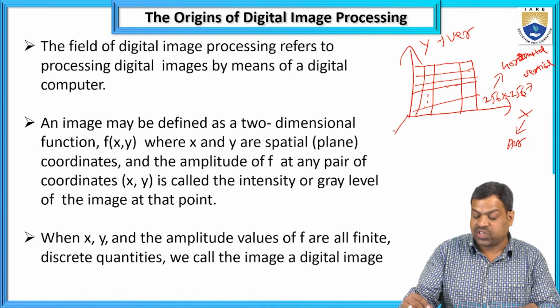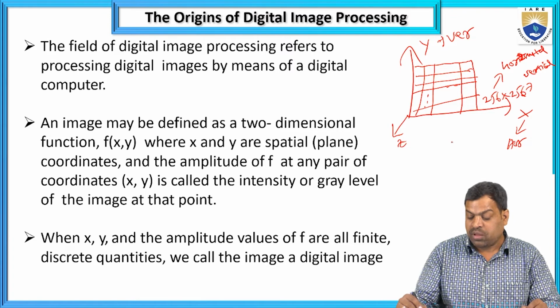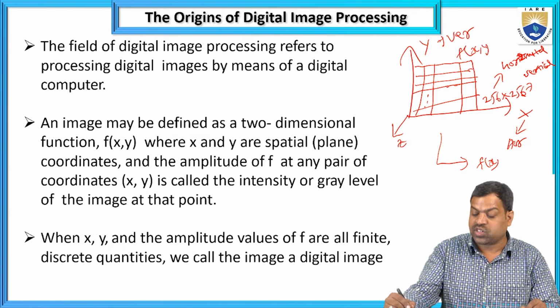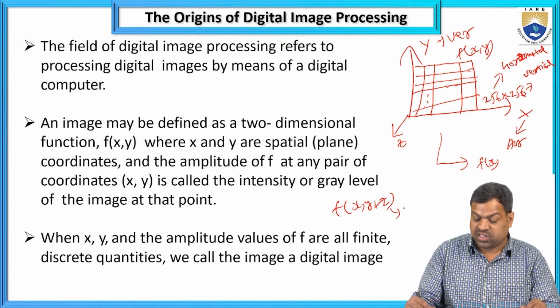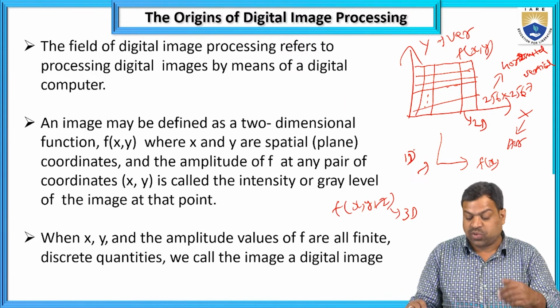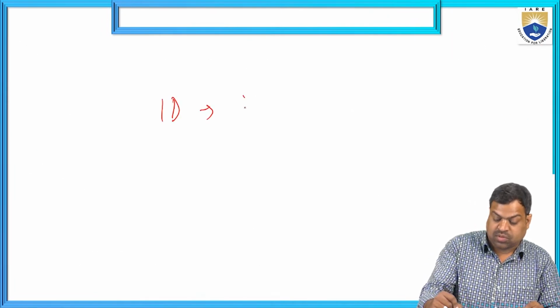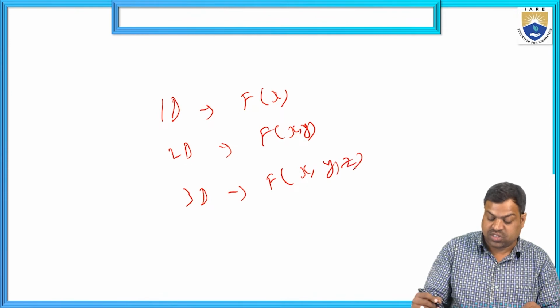Sometimes I will take three axes, x, y, z. Where we take x, y, z means in the artistic or 3D effects, we use the z axis also. Sometimes I will take only the x axis, suppose I don't want any y axis. So, I am taking f of x. For this one I am taking f of x, y. For 3D, I am taking f of x, y, z, three axes. So, I am taking 1 dimension, 2 dimensions, 3 dimensions. One dimension I am considering as f of x, two dimensions as f of x comma y, and three dimensions as f of x comma y comma z. So, these are the three cases.